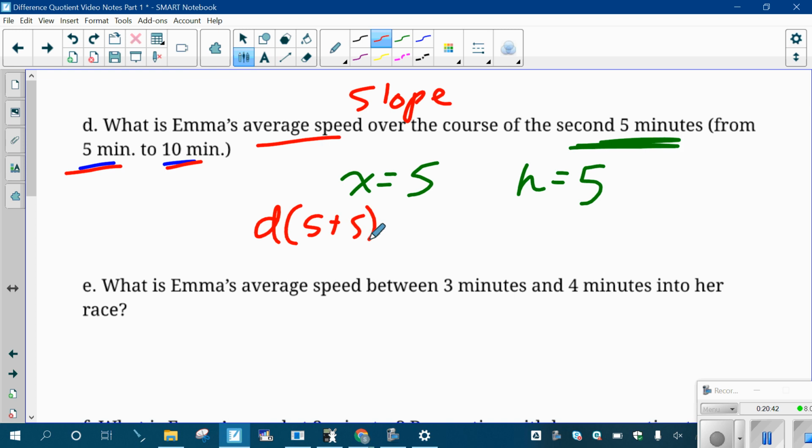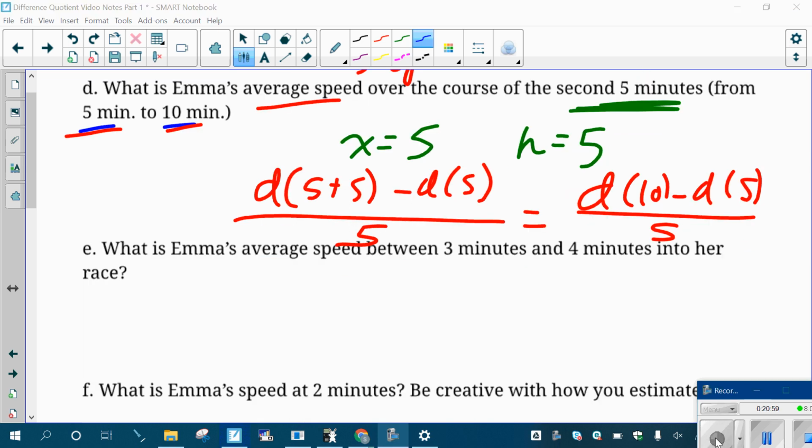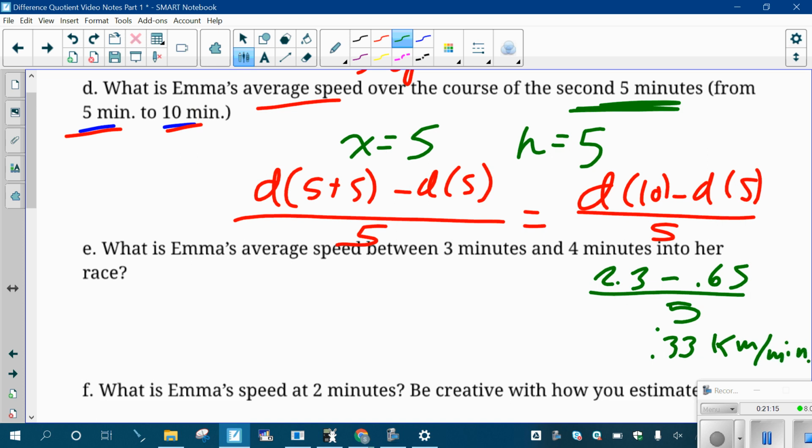Now I'm going to use my difference quotient. d of x plus h minus d of x all over h. Okay, and I'm going to calculate this. It's d of 10 minus d of 5 divided by 5. So now I have to go to my function and plug in 10 to figure out what d of 10 is. Same with 5. Okay, so for d of 10, I got 2.3. For d of 5, we already did that. I got 0.65. I'm going to subtract those and divide by 5. And I got 0.33. And again, I'm finding a speed, so it's kilometers per minute. So that was our average speed for the second 5 minutes of the race.